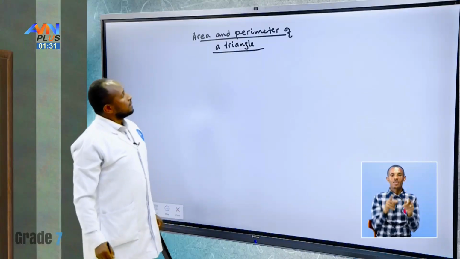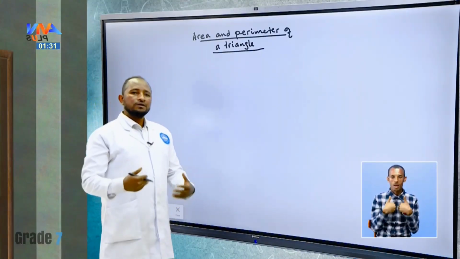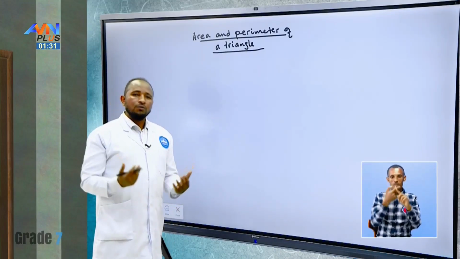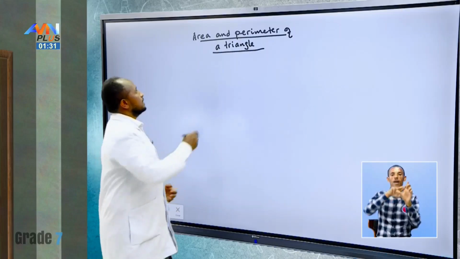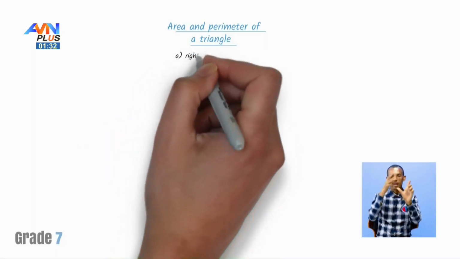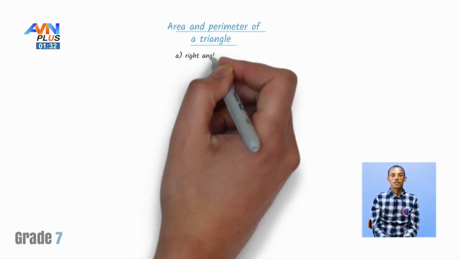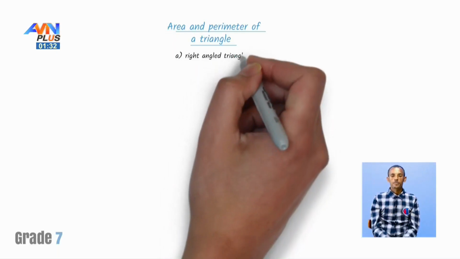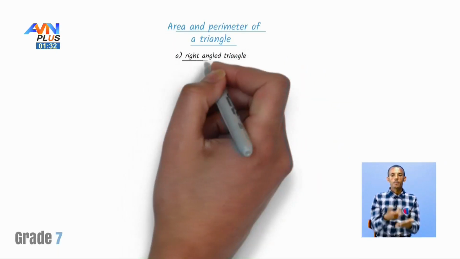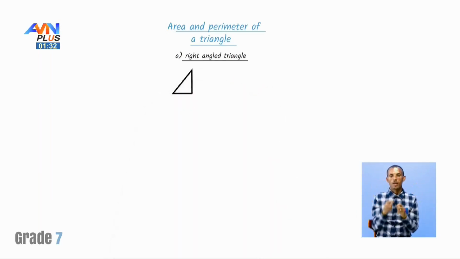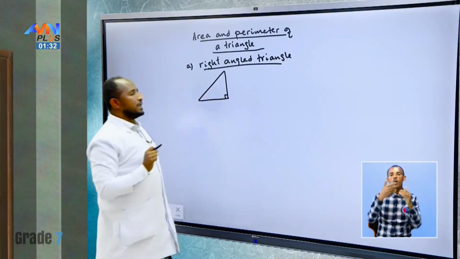Okay, here we have different types of triangle. So let's start from how to calculate the area of a right angle triangle. Let's start from the first one, A, right angled triangle. Here, a right angle triangle is a triangle in which it has one right angle. So this is the right angle triangle. So how do you calculate the area of this triangle?